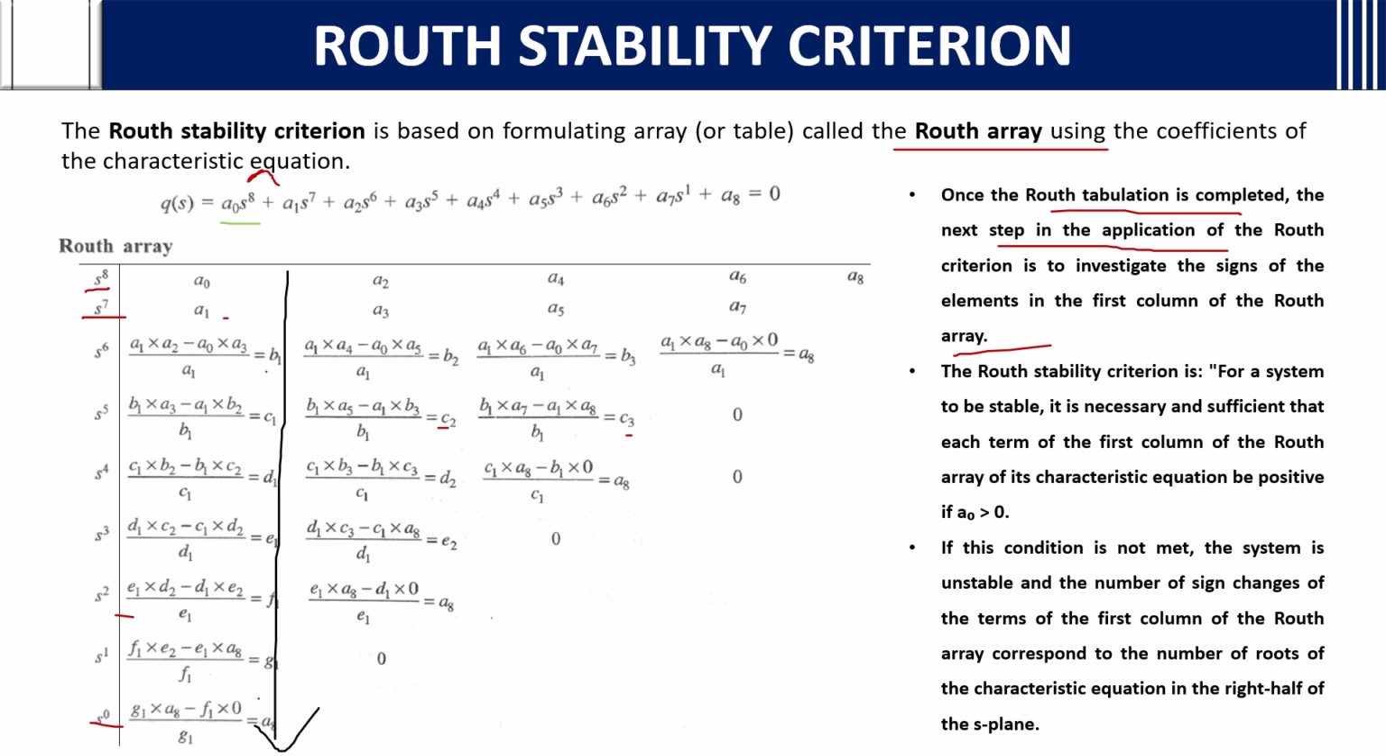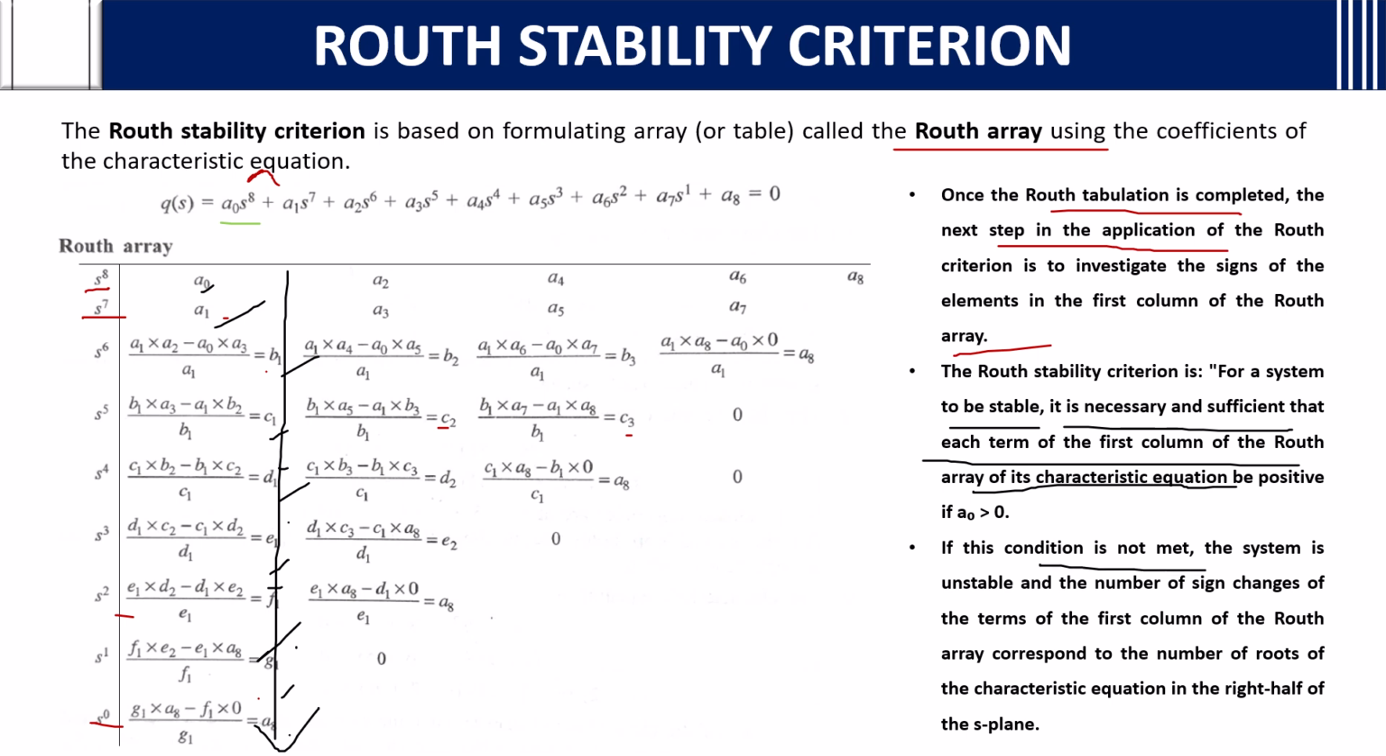A0, A1, B1, C1, D1, E1, F1, G1 are what? The first column. The Routh stability criterion is: for a system to be stable, it is necessary and sufficient that each term of the first column of the Routh array of its characteristic equation be positive. If you want to tell a system to be stable, the first column values should be greater than 0, which means they should be positive. Then the system is said to be stable.